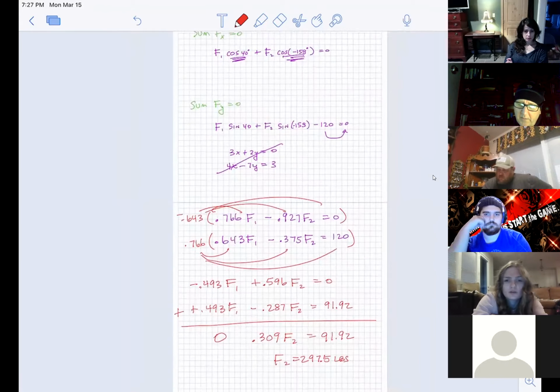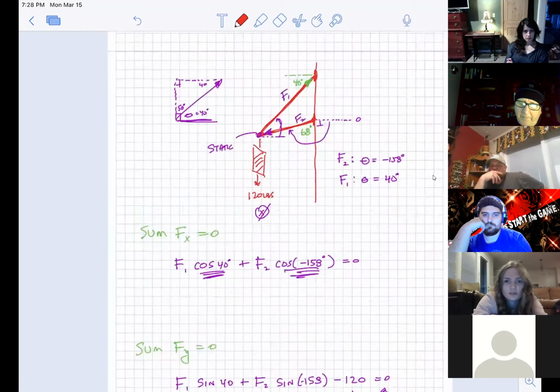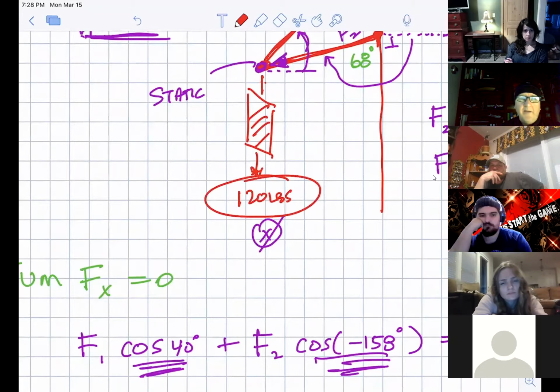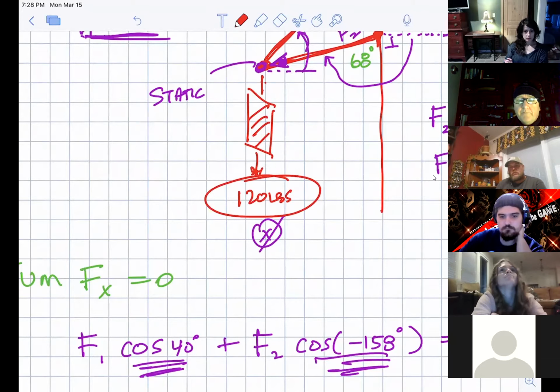I'm still not sure why for the sum of Fy you had to minus 120 at the end of that first equation. Because I hung a 120-pound sign on it, and that's pulling downwards, so that's negative 120 pounds. So that contributed to the Y, but it didn't contribute to the X because it's pulling straight down thanks to gravity. So I didn't have to convert that to its XY components, if you will.